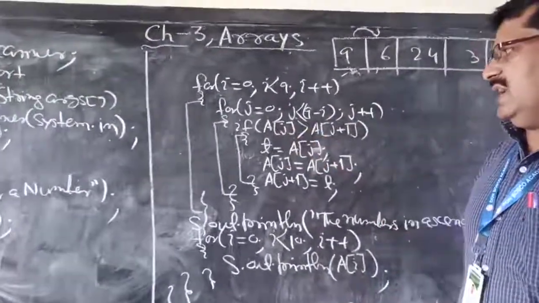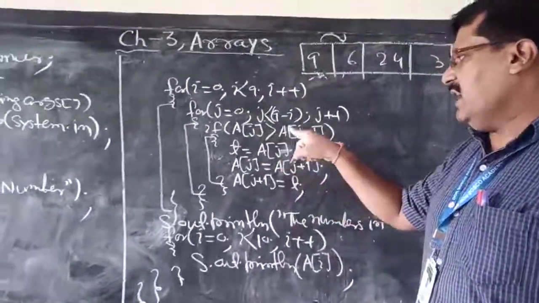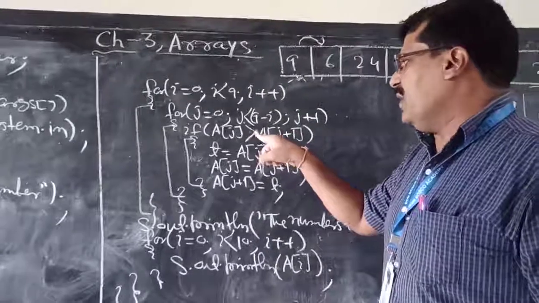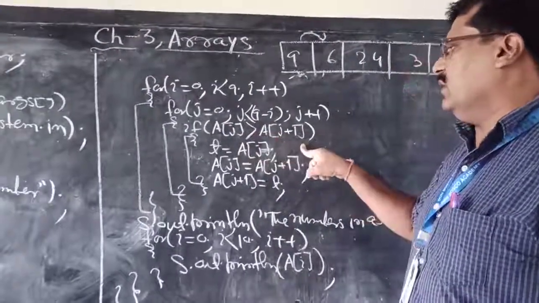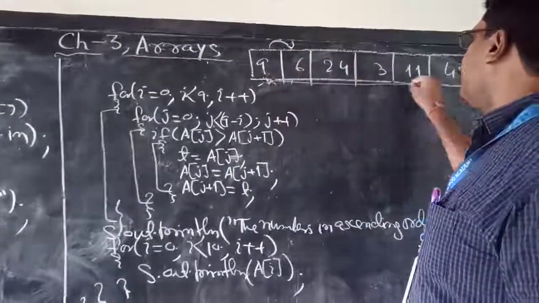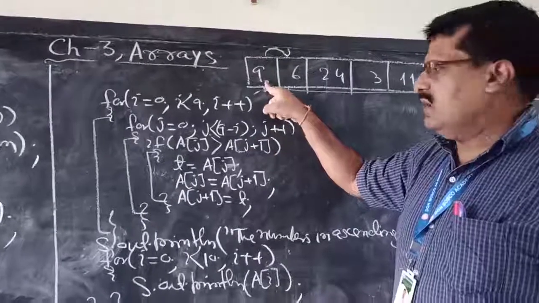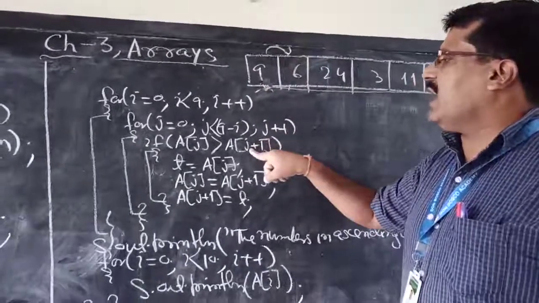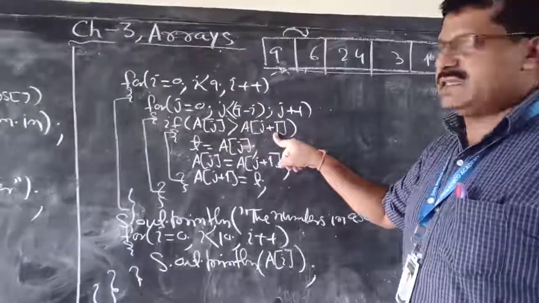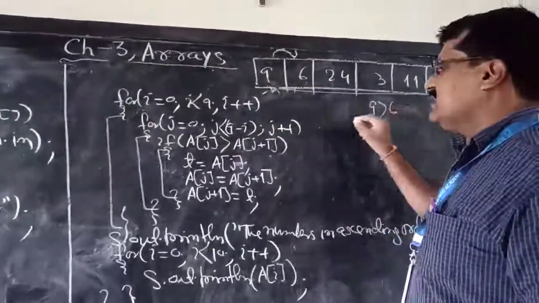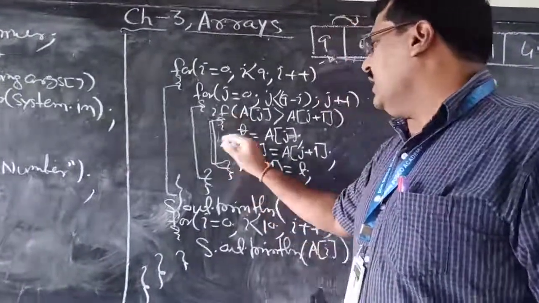If a[j], meaning a[0], since j value is 0, is greater than a[j+1], j plus 1 means 0 plus 1, which is 1. So a[0] is greater than a[1]. What is a[0]? See this array. At a[0], 9 is there, and at a[1], 6 is there. So 9 is greater than 6. Condition true. So the computer will execute these 3 lines.